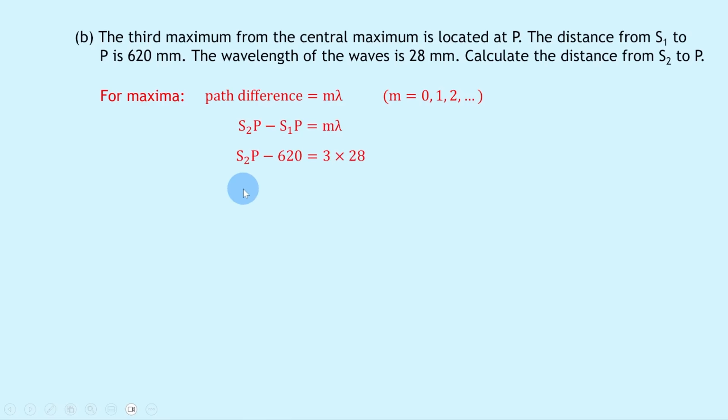Substituting in the numbers gives S2P minus 620 is equal to 3 times 28, where lambda is the wavelength that we're told in the question, m equals 3 because we're talking about the third order maximum, and the distance S1P was mentioned in the question here as well. So we want to find S2P. So what you can do is 3 times 28 in your calculator and then add 620 to both sides. So we have 3 times 28 plus 620 should give you an answer of 704 millimeters. And that makes sense because we said S2P should be greater than S1P.